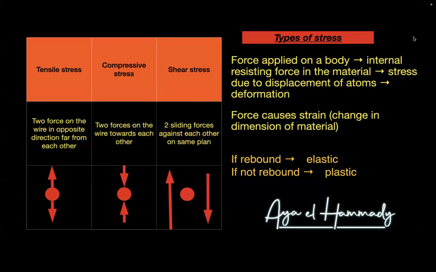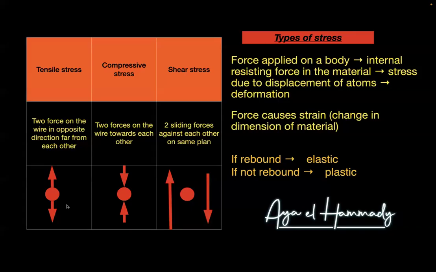We need to know first the types of stresses. We have the tensile one, the compressive one, and the shear one. The tensile one is two forces on an object opposite in direction. It's like two people handling a body and each going in the opposite direction. It's like a coupling force, two forces opposite in direction.